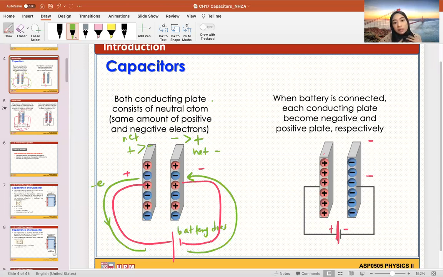If I am receiving negative charges, I will be more negative, so I will become net negative. The battery does the work to make one plate positive and the other plate negative. How do we determine which side is positive and which is negative? You look at the battery: this side is positive, this side is negative, which means this plate will be positive and the other side will be negative. I hope that's okay for everyone.